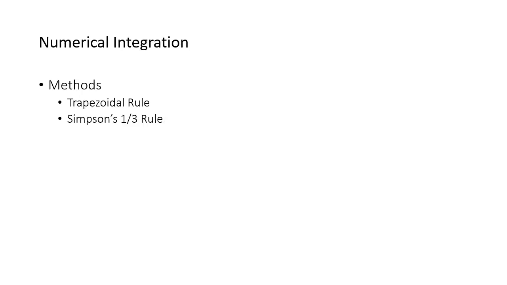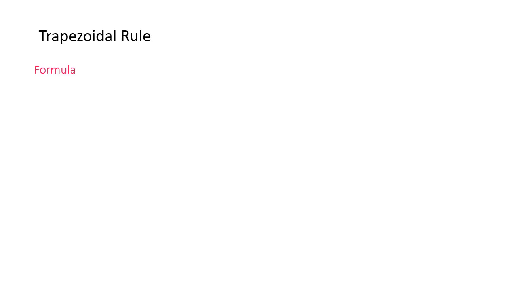There are two methods of numerical integration in our syllabus. As such, there are several other methods. The methods that we are going to study are the trapezoidal method and Simpson's 1/3 rule. In this video, we are going to see only the trapezoidal rule. I will shoot another video for Simpson's 1/3 rule shortly. So let us start with the trapezoidal rule.